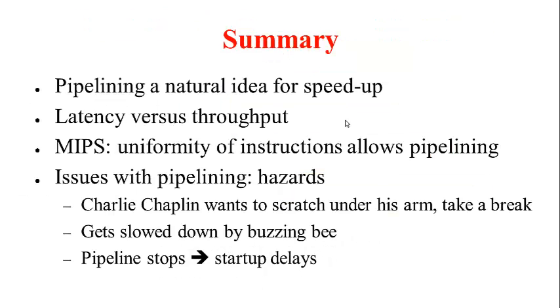So in summary, we have seen that pipelining is a natural idea for speeding up. We break up the work to be done into various stages and use pipelining parallelism among those different stages. We have the notion of latency versus throughput. Latency is important when we have only a small number of units of work to be done, but throughput is the more important metric when we have a large number of units of work which must pass through the pipeline. For example, a large number of bicycles to be manufactured, or a large number of students' projects to be corrected, and so on.